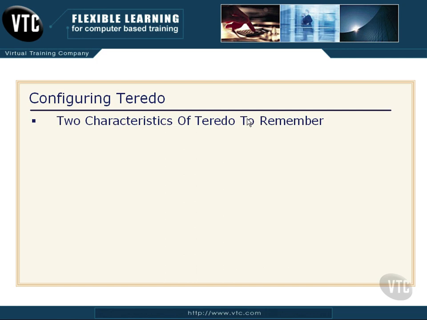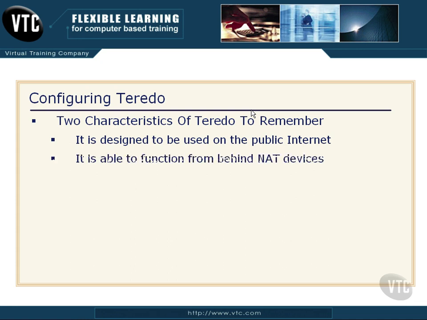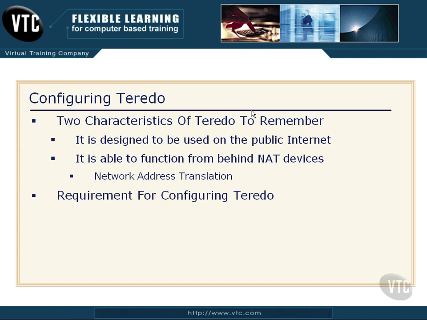Now, there are two characteristics of Teredo that you need to remember for this exam, and this will help you sort your way through most of the questions that will have to do with Teredo on the exam. First of all, it is designed to be used on the public internet. Once again, let me beat this dead horse for you. ISATAP is designed for intranet, private network. And then back to Teredo, it is able to function from behind NAT devices, or network address translation devices. In other words, firewalls, that sort of thing. So that's a big selling point for Teredo as a transition technology for IP version 6.